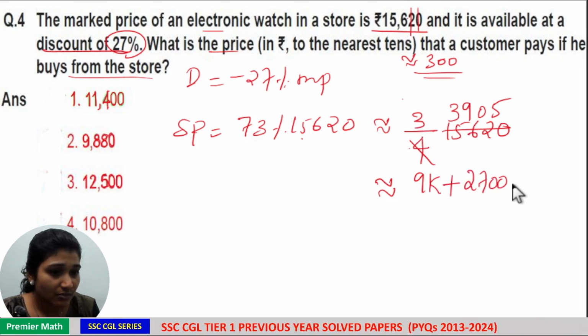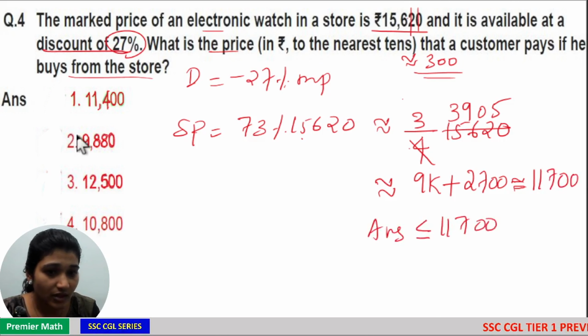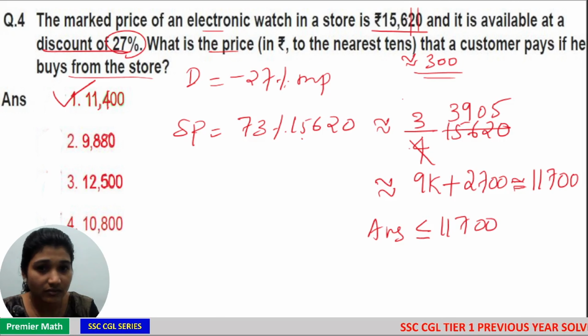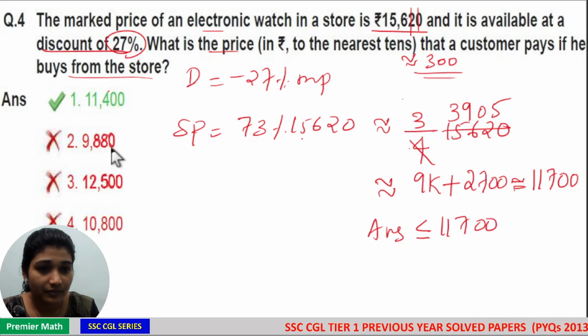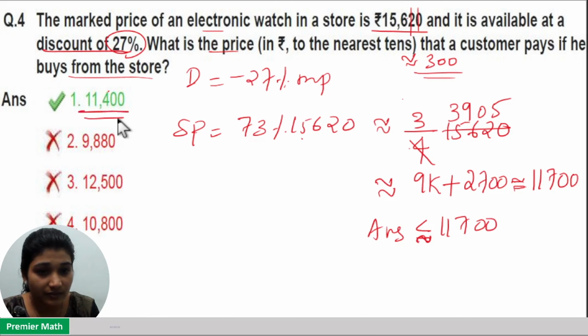So 2,700 plus 9,000 is around 11,700. So our answer should be less than or equal to 11,700. So option 1 is your answer. Here less than or nearest to 11,700.